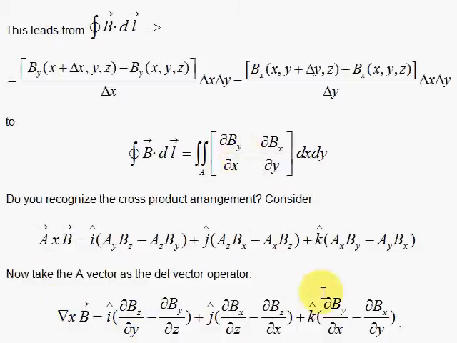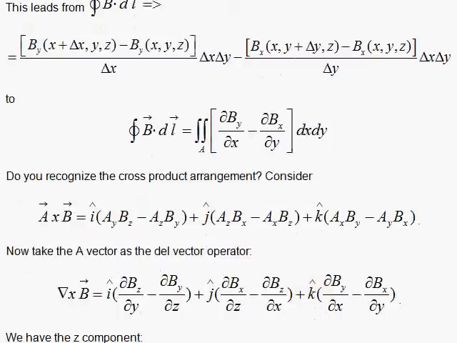And here it is. This last piece here, the k hat piece, has the configuration that we need, and that is ideal because dx dy, where do you have your little unit vector pointing? It's pointing up, k hat.